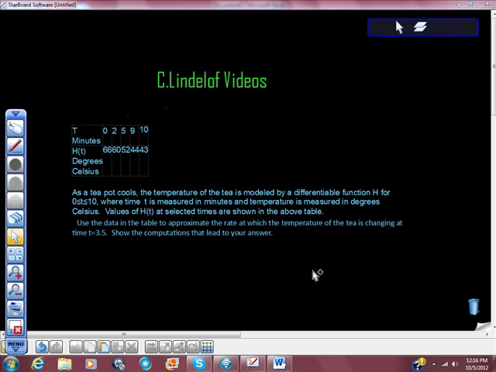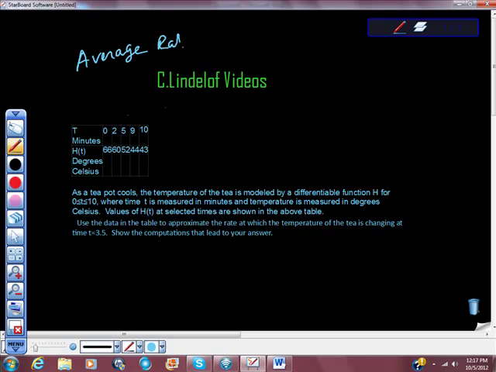Okay, so we have AP Calculus free response. This is an average rate of change question. So average rate of change is what we're going to be talking about today. This is a really simple question, and the reason I'm willing to go over it is because I want to make sure that you get all the points that you're supposed to.